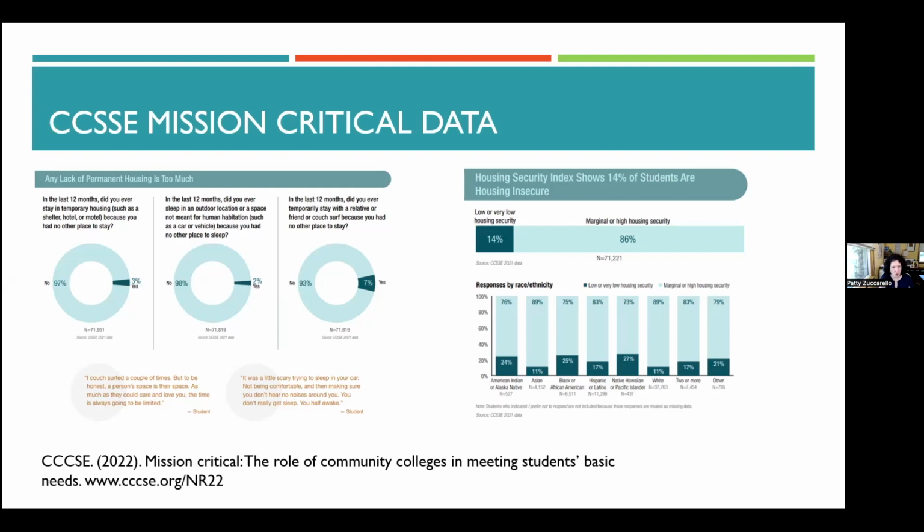So they asked several questions, and basically after all of it looked and said, okay, really 14% of students, and this is just in community colleges, are low or very low housing security. And then when you disaggregate that data by race, you can see that there's a disparity there, where for low or very low housing security, there are several race and ethnicity groups that are overrepresented in the data. So that I thought was something interesting, and it would be something that your institution could also do and replicate and see if these trends also hold true at your institution.